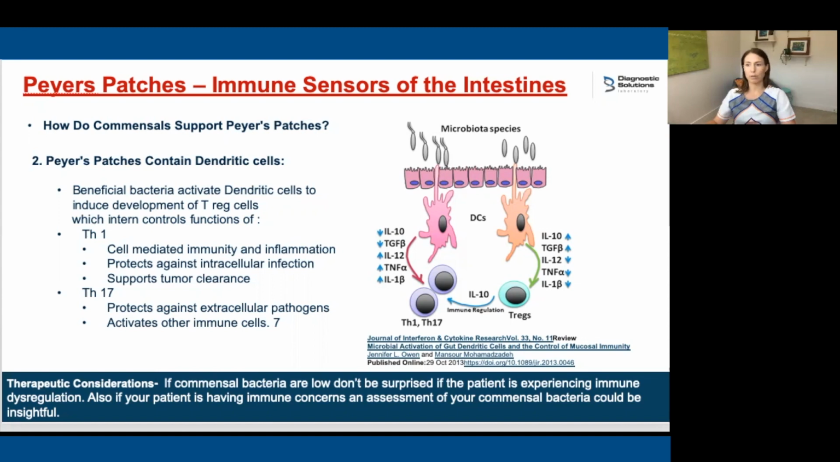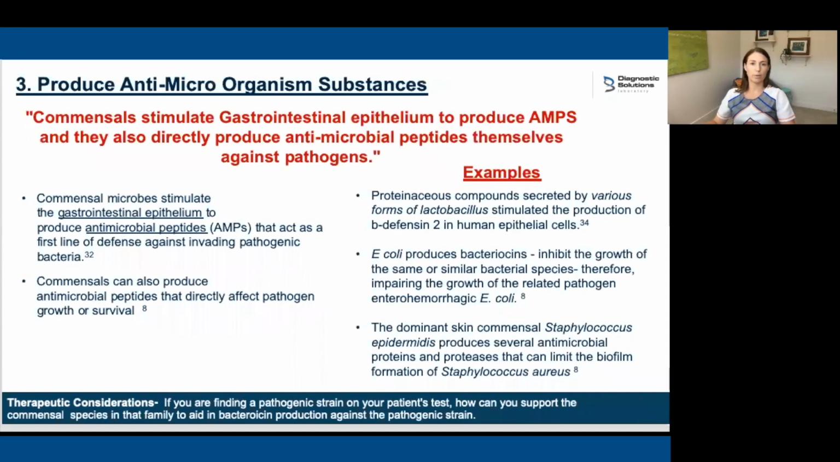All right, moving on. Our commensal bacteria also produce anti-microorganism substances. Not only can they produce them themselves, but they can also stimulate the gastrointestinal epithelium to produce antimicrobial peptides. There's a couple of examples here. The commensal bacteria can support or trigger the epithelial cells to produce beta defensins. Lactobacillus in particular can stimulate the production of beta defensins in human epithelial cells. This can also be done directly by the commensals themselves. And I think that this is really cool.